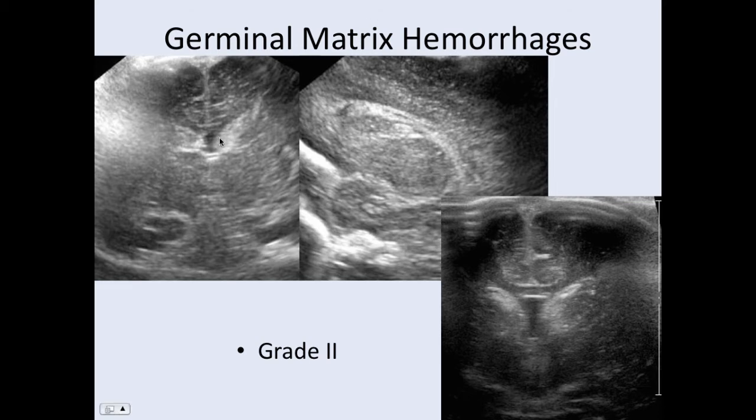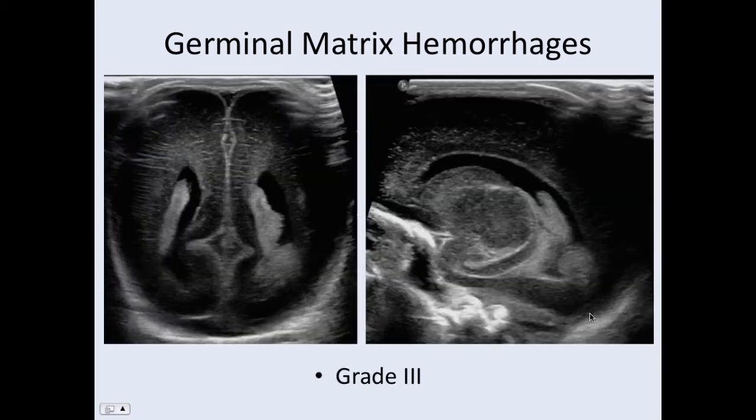Another example of a grade 2 hemorrhage. You can see that there's echogenic material filling the lateral ventricles on both sides, and we can see that on the sagittal images here as well. We have some bleed at the caudothalamic groove, but also extending into the ventricle itself. We see that here as well. But notice that the ventricles are still small and normal in caliber, so there's no hydrocephalus at this point, so this is a grade 2 hemorrhage.